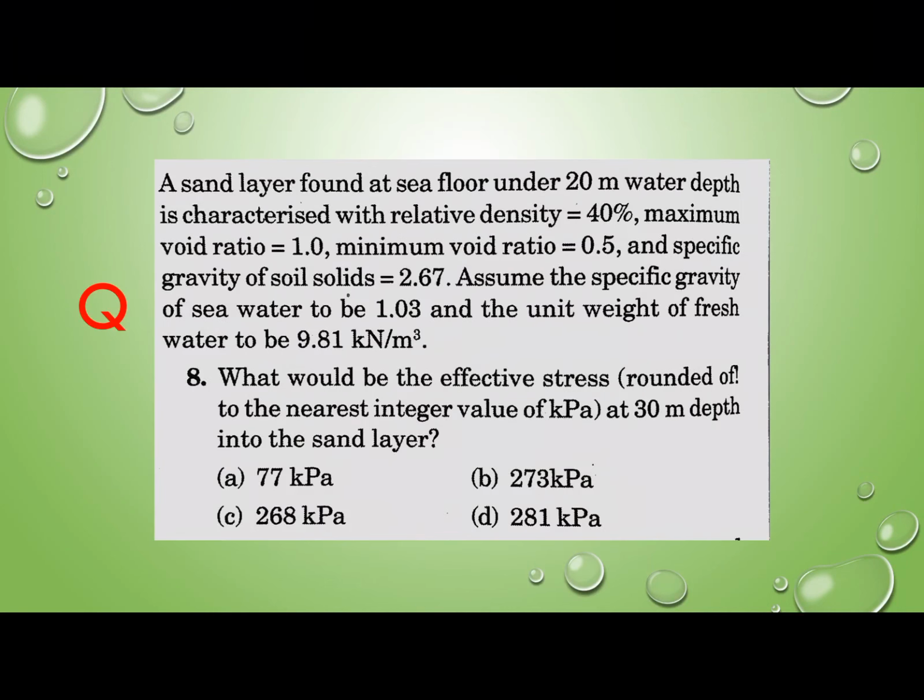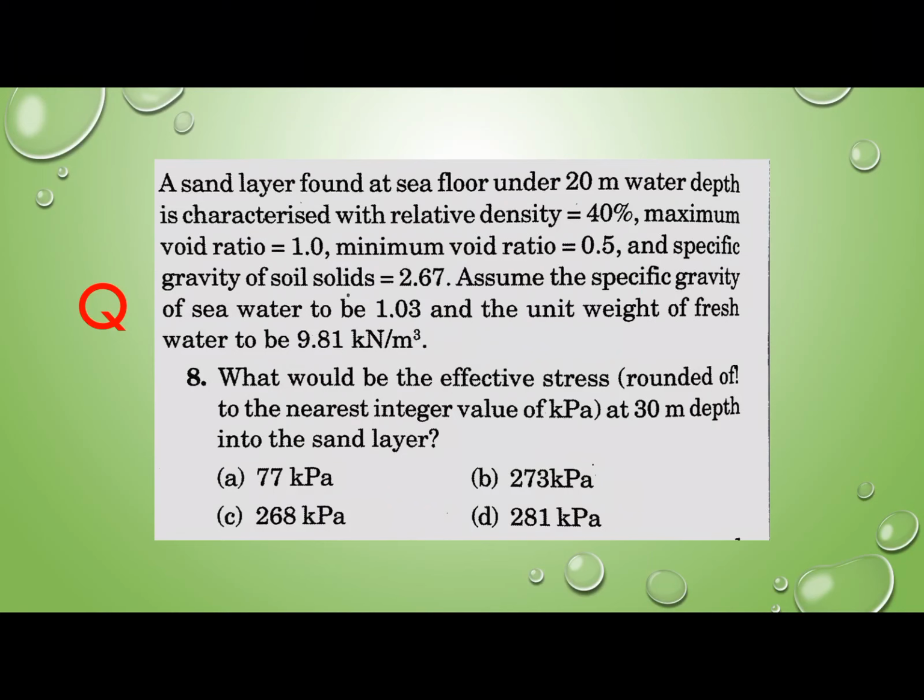Next question. A sand layer found at sea floor under 20 meter water depth is characterized with relative density 40%, maximum void ratio is given as 1, minimum void ratio is 0.5, and specific gravity of soil solids is 2.67. Assume the specific gravity of seawater to be 1.03 and the unit weight of fresh water to be 9.81. So this is a question which is common to the next two questions. So let's see what is the first question for that.